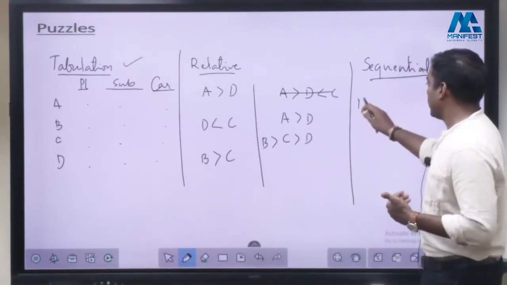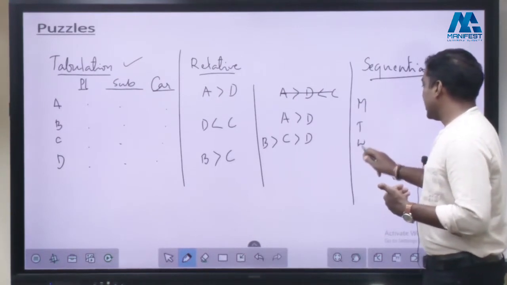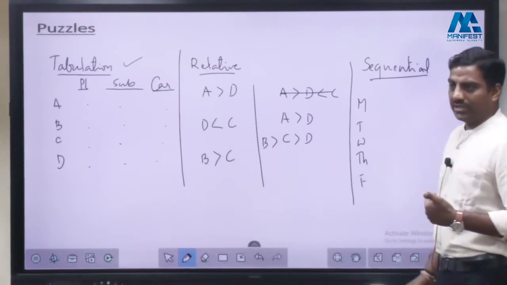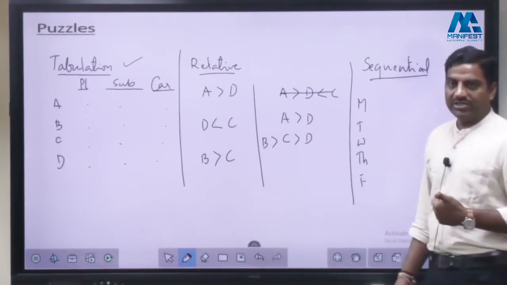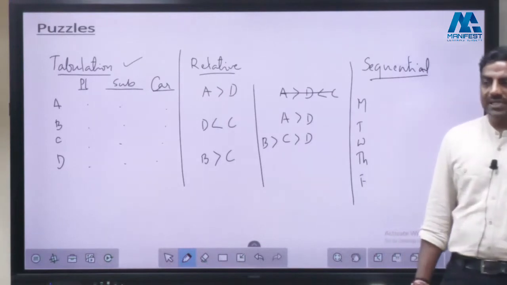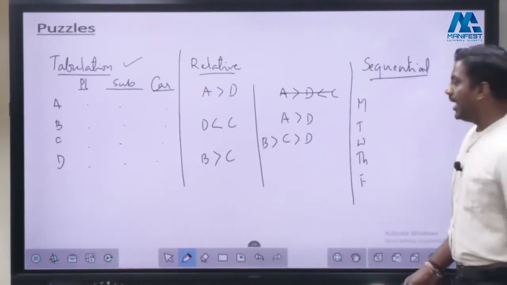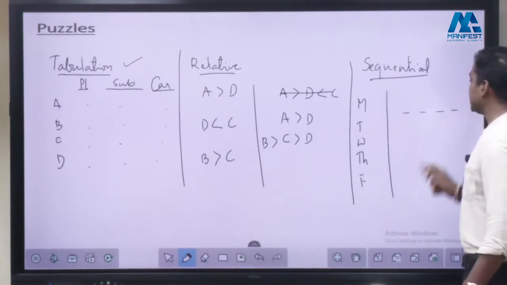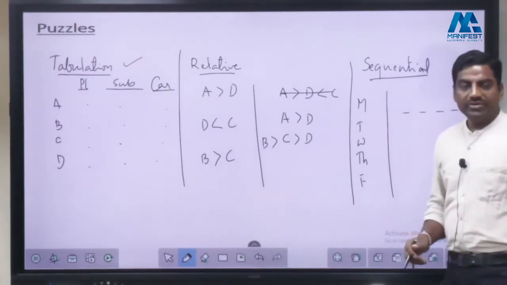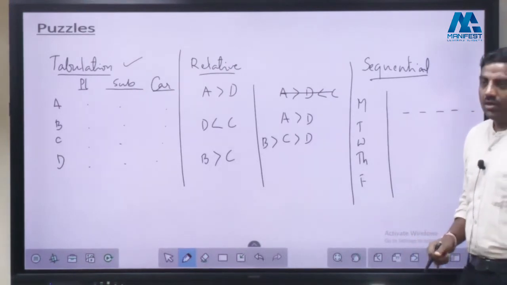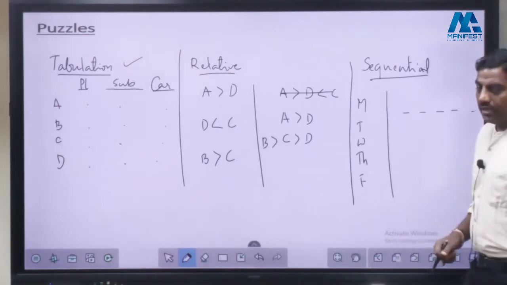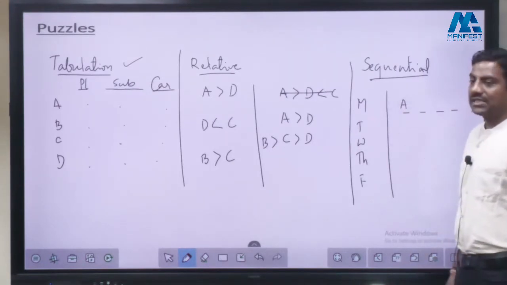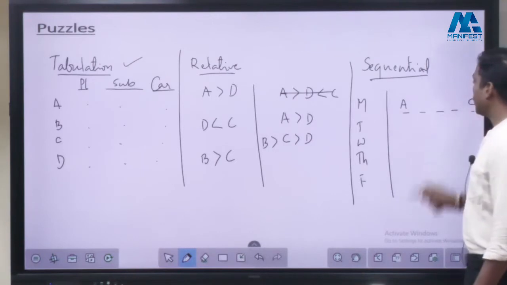Let's say here Monday, Tuesday, Wednesday, Thursday, and Friday. You are trying to make a table for this one. And this is sequential, with respect to the number of days in a week. Within a day, again, you can make. There are 5 clinics and a doctor visits each clinic once in a day. His first clinic to be visited is, let's say, A. His last clinic to be visited is C.